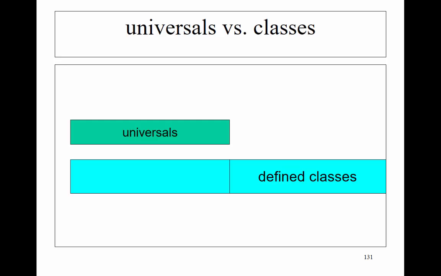The reason why we need to take universals seriously is because we need to take scientific laws seriously. And universals are that which is referred to by the general terms in which we formulate scientific laws. Now, populations are examples of defined classes.